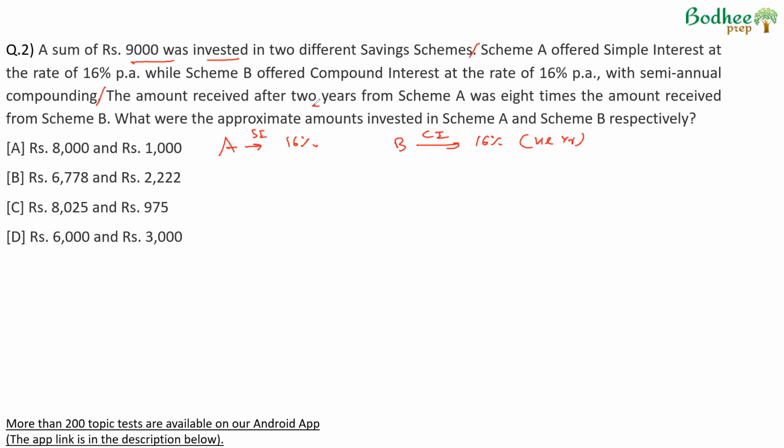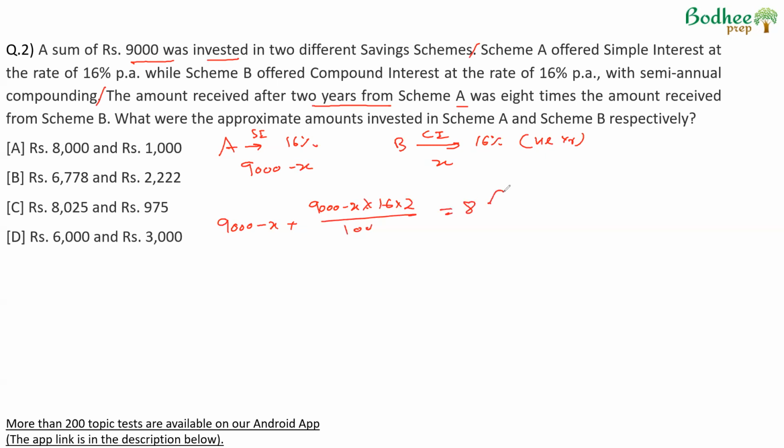The amount received after 2 years from Scheme A was 8 times the amount received from Scheme B. What were the approximate amounts invested in Scheme A and Scheme B? Suppose out of this 9,000, we invested 9,000 minus X here and X here. The amount in Scheme A will be principal plus interest, principal into rate into time upon 100.